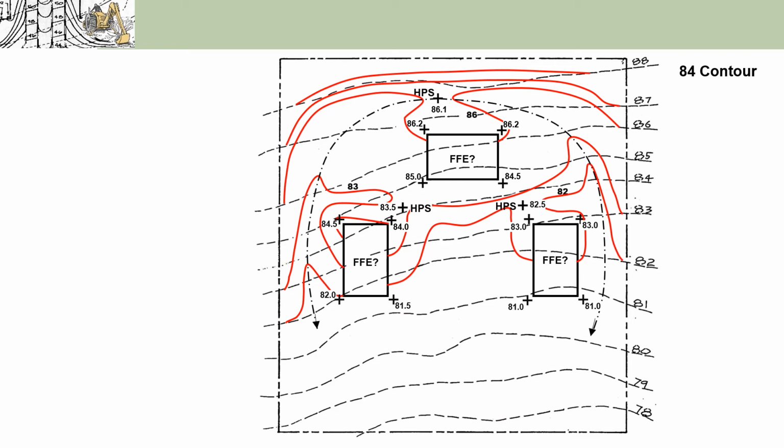Now let's continue with the 84 contour. This one is simpler. It mainly forms the large swale. A key thing to notice here is that it runs on the lower side of these two corner spots. Okay?